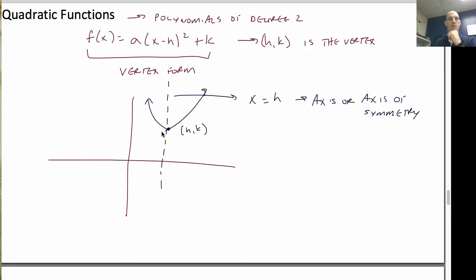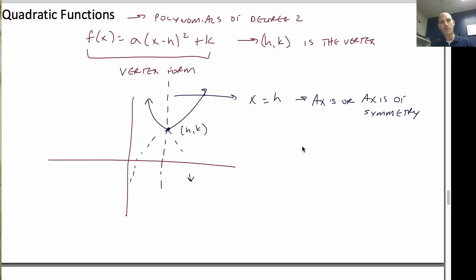If this parabola happened to open down like this, notice what happens. The axis is still the same. It's where I can fold it through the vertex. Later we'll talk about parabolas that are on their side, but this is something that we need to understand. So this vertex form gives us very clearly the vertex and very clearly the axis of symmetry.